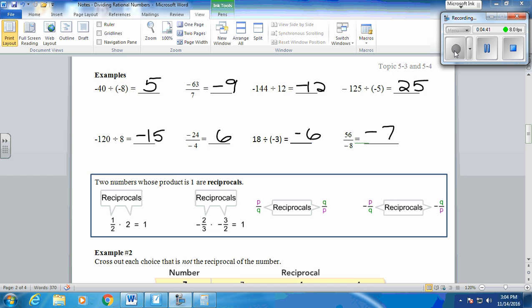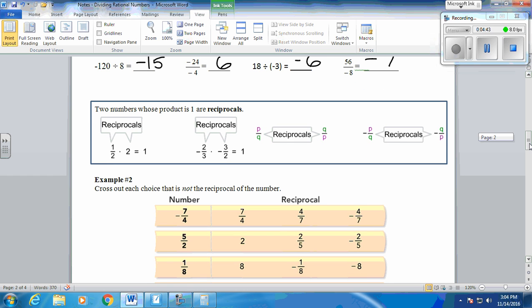Then we're moving on to our vocabulary word, reciprocals, which again, you guys have seen. We talked about this last year when we talked about dividing fractions. The technical definition is two numbers whose product is 1 makes those numbers reciprocals. So 1/2 times 2 equals 1. Half of 2 is 1.